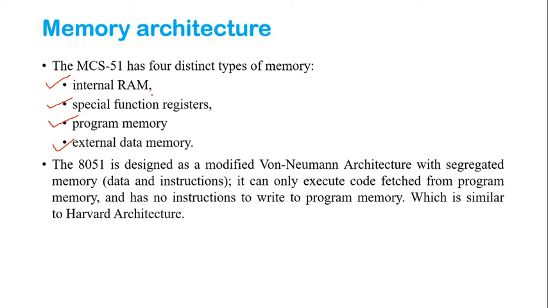The first one is the internal RAM, the second one is the special function register, the third one is the program memory, and the fourth one is the external data memory. Now the 8051 is designed as a modified von Neumann architecture, which we already studied in our first lecture, or first chapter, with segregated memory, that is data and instruction. It can only execute code fetched from the program memory and has no instruction to write to the program memory, which is similar to the Harvard architecture. So over here we have already seen two different terms, von Neumann and Harvard architecture.